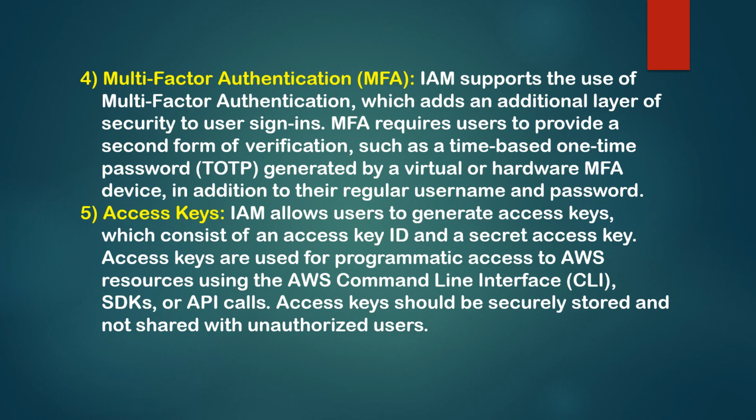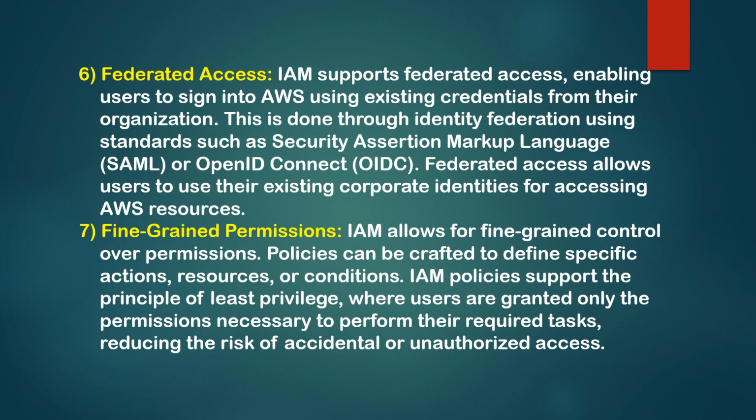Number 5. Access keys. IAM allows users to generate access keys, which consist of an access key ID and a secret access key. Access keys are used for programmatic access to AWS resources using the AWS command line interface, CLI, SDKs, or API calls. Access keys should be securely stored and not shared with unauthorized users.